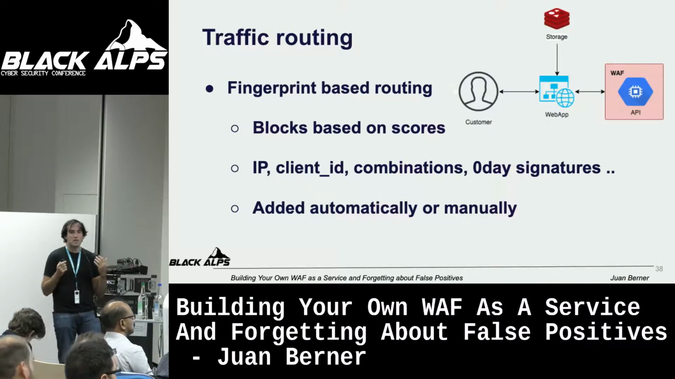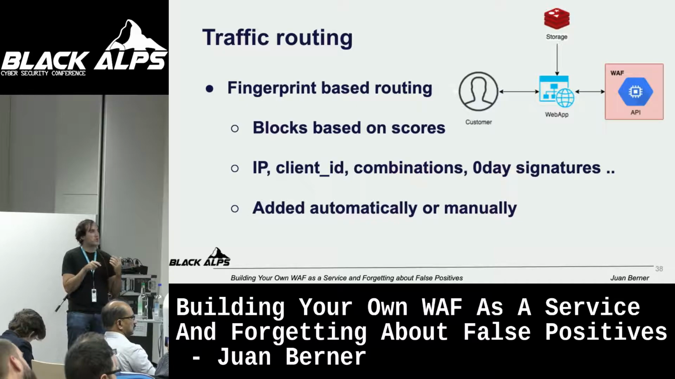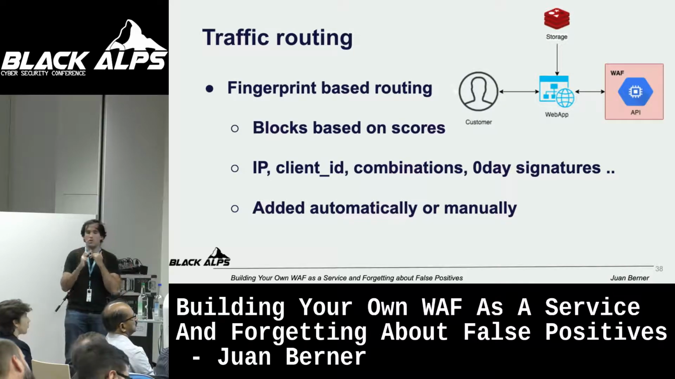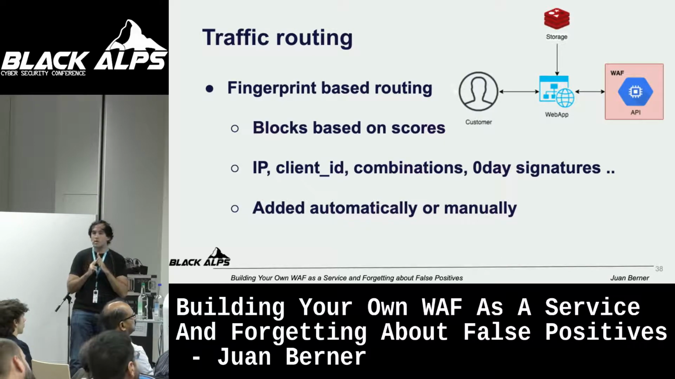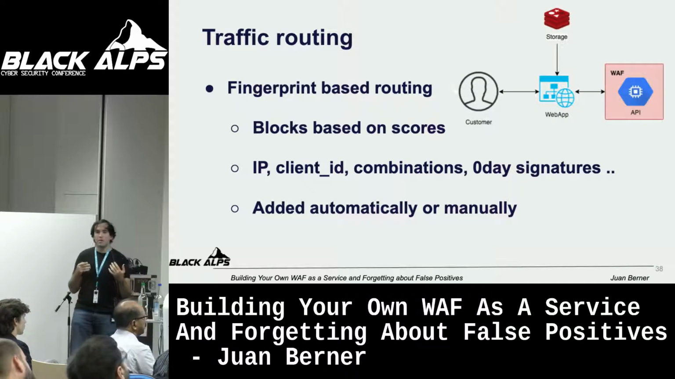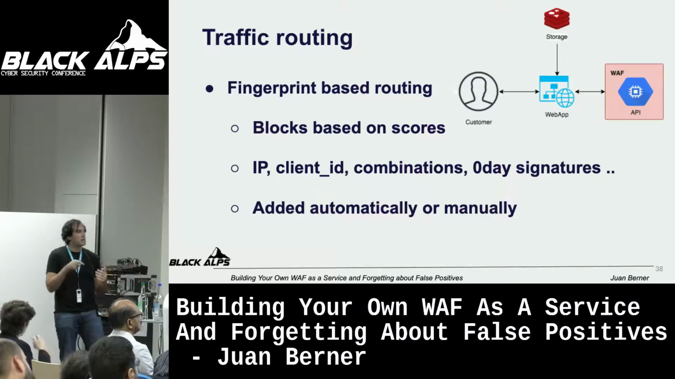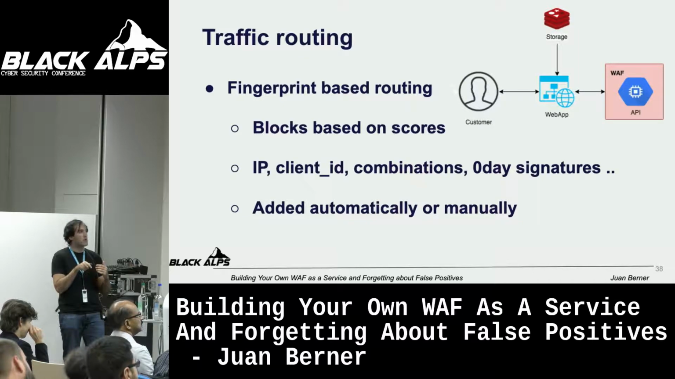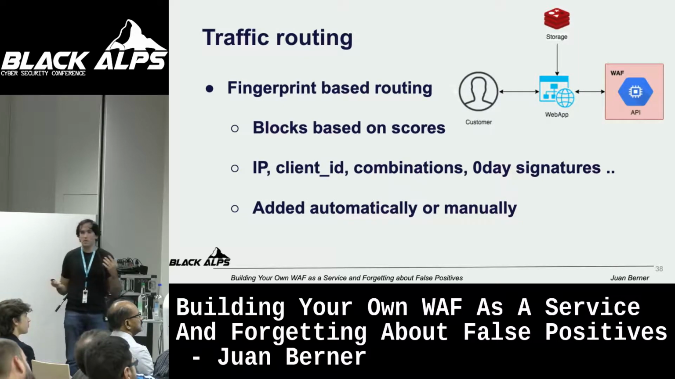So it basically decides based on the storage that some particular, either a particular, let's say 0-day string or a particular user ID or a combination of user agent and IP address is behaving in a malicious way, and then decides to actually route the traffic to the WAF. And this can be manually or automatically added.